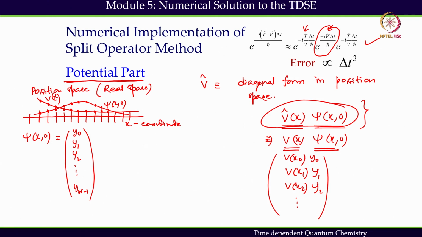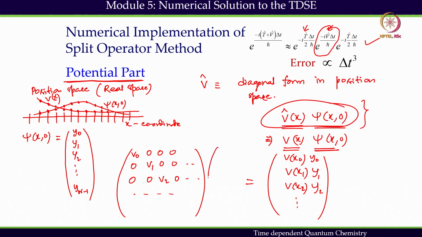And if it is so, then this can be represented as a diagonal matrix. V, I call it V0, let's say V0, 0, 0, then 0, V1, 0, 0, 0, V2, 0, 0, like this way. Then Y0, Y1, Y2, like this. And we can multiply this.